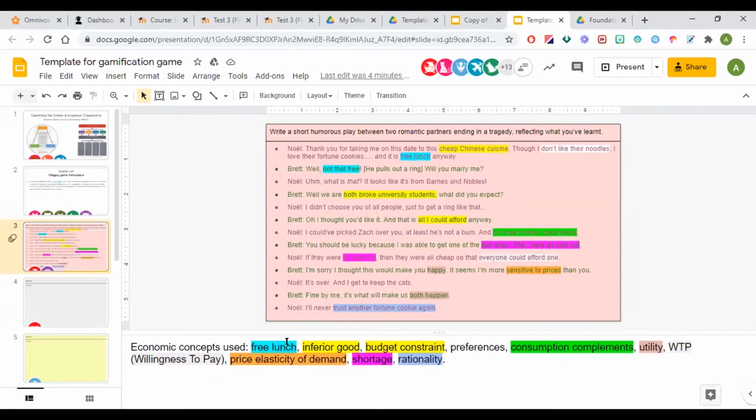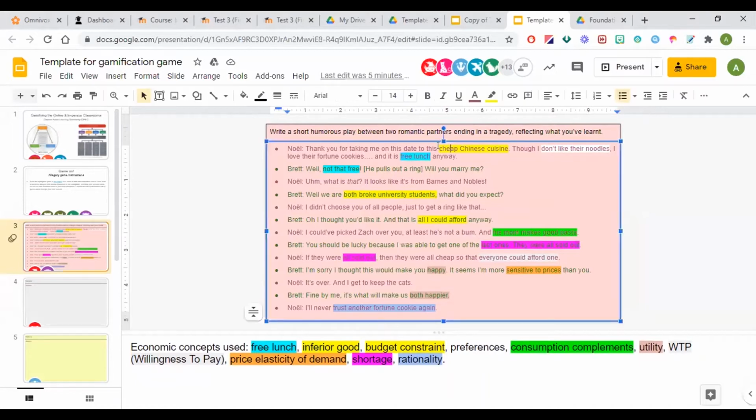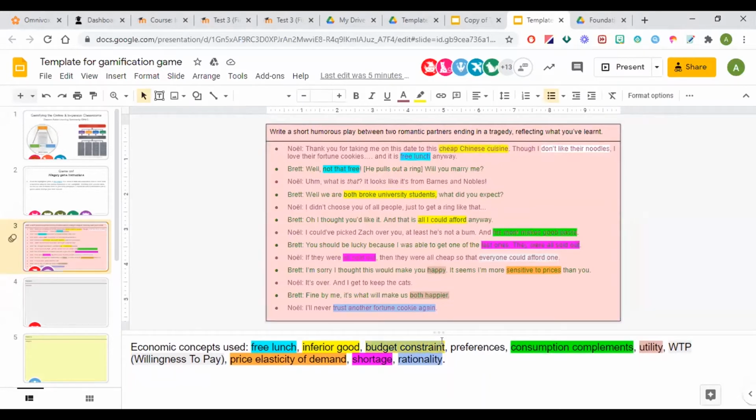So for instance, the free lunch is an economic concept. Inferior goods: I joke with my students that a BlackBerry cell phone is an inferior good. Those who buy it do so because they don't have enough income to buy a real phone. But here, a cheap restaurant would be an example of an inferior good that people buy because of budget constraint.